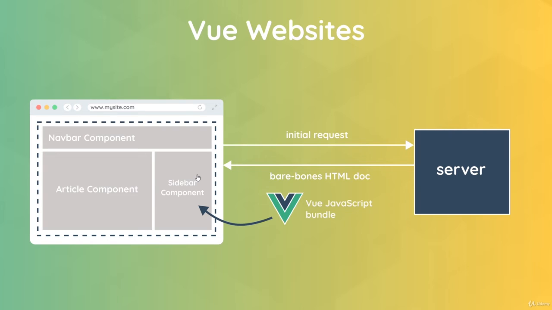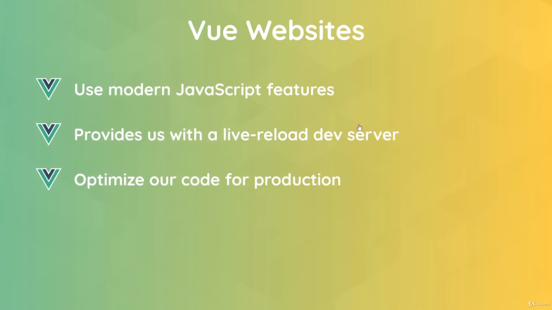Now, when we use the Vue CLI, it will also provide us with some other benefits as well. For example, being able to use modern JavaScript features which are not natively supported in browsers, and providing us with a live reload development server to preview our website on, so we don't need to use the live server package we've been relying on so far. And it also minimizes all of our code for when we build it for production, which results in a better performance.